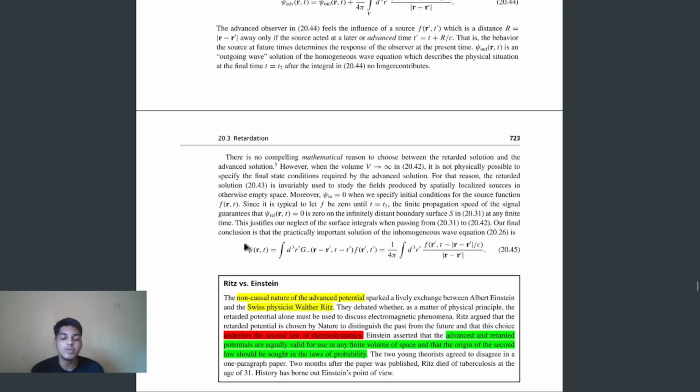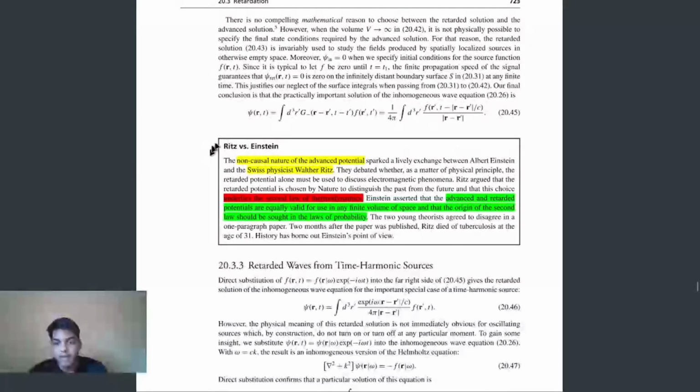And they conclude the spherical potential to be the integral d cube r dash of g of r minus r dash comma t minus t dash times f of r dash comma t dash, which equals 1 by 4 pi times the volume integral d cube r dash of f of r dash comma t minus mod r minus r dash by c, upon mod r minus r dash.